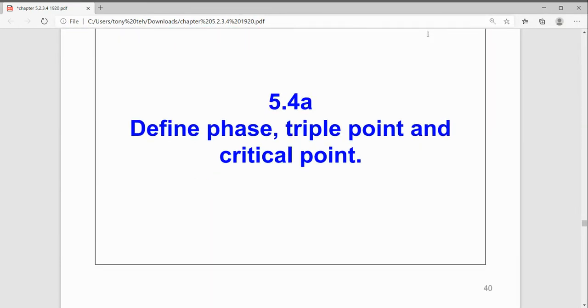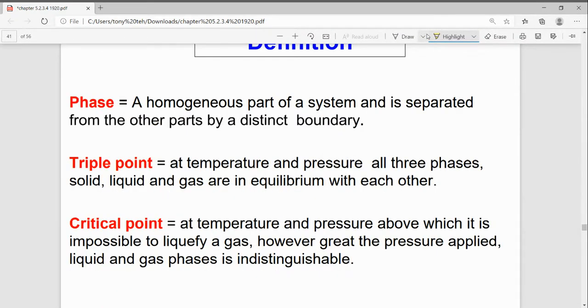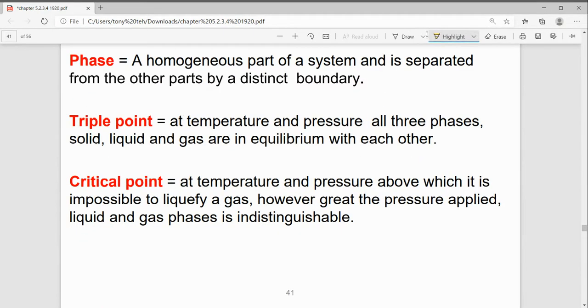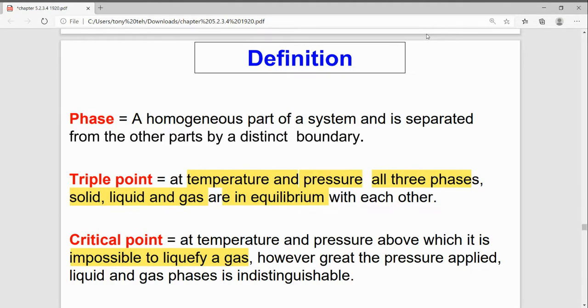Okay, now let's look at the meaning of triple point and critical point. Phase we have covered already. So what is the triple point? Triple point is the temperature and pressure at which all three phases, solid, liquid, and gas, are in equilibrium with each other. Critical point is the temperature and pressure above which it is impossible to liquefy a gas. However great the pressure applied, the liquid and gas phases are indistinguishable. Later we will look at the phase diagram.